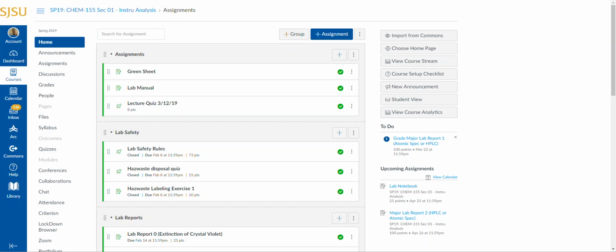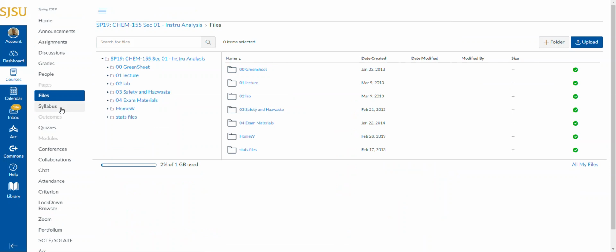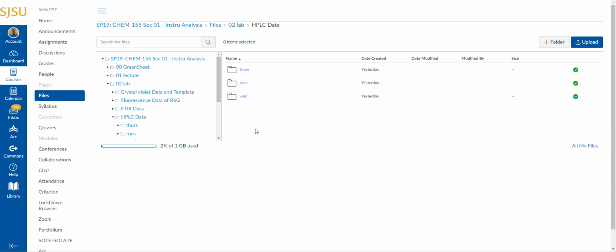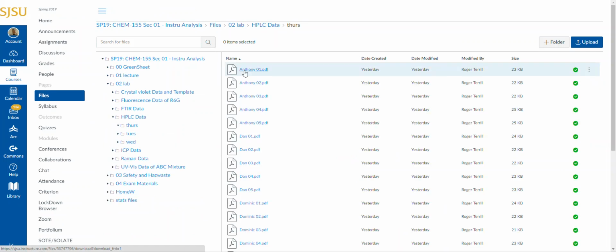We're going to go over the HPLC data analysis right now. So, first of all, where is the data? The data is on Canvas. You can look on the 155 page under Files, then go to Lab, then go to HPLC data. Choose your day, for example, Thursday, and you can download your files from there.